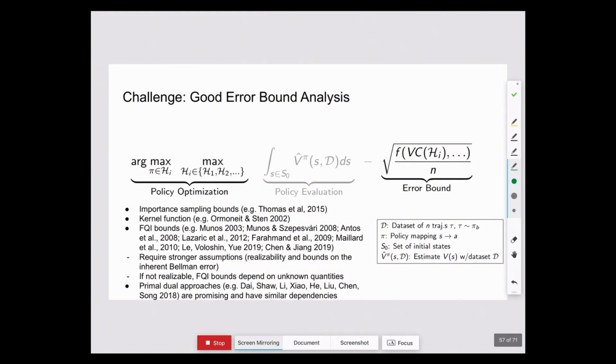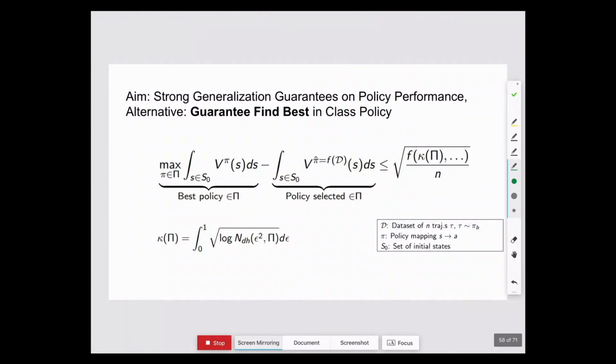And then there's some interesting new work in primal dual approaches, but some of them have similar dependencies on realizability. So as you can see, this is a very active area, and I expect there to continue to be a lot of interest in this area in the next few years. So what can we do? Well, we could just change the problem.